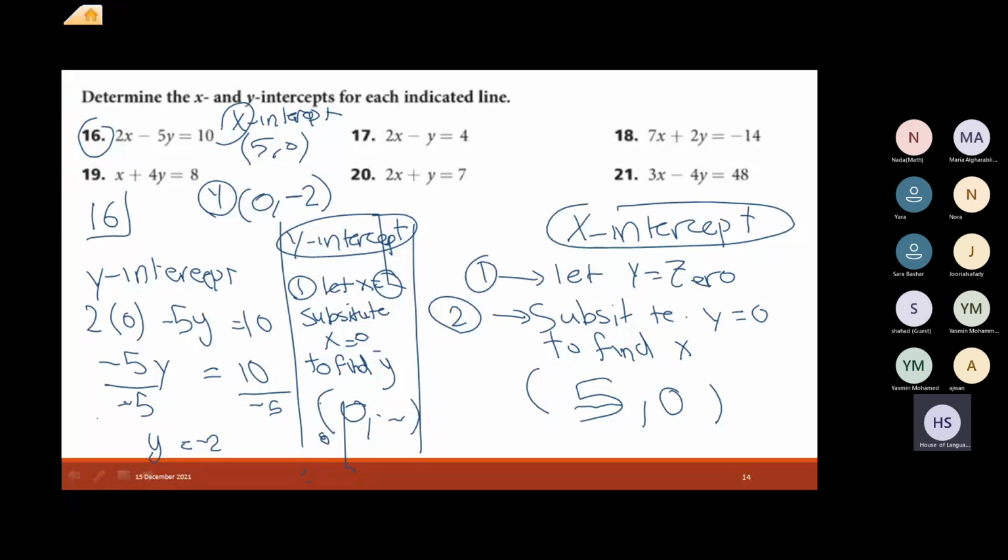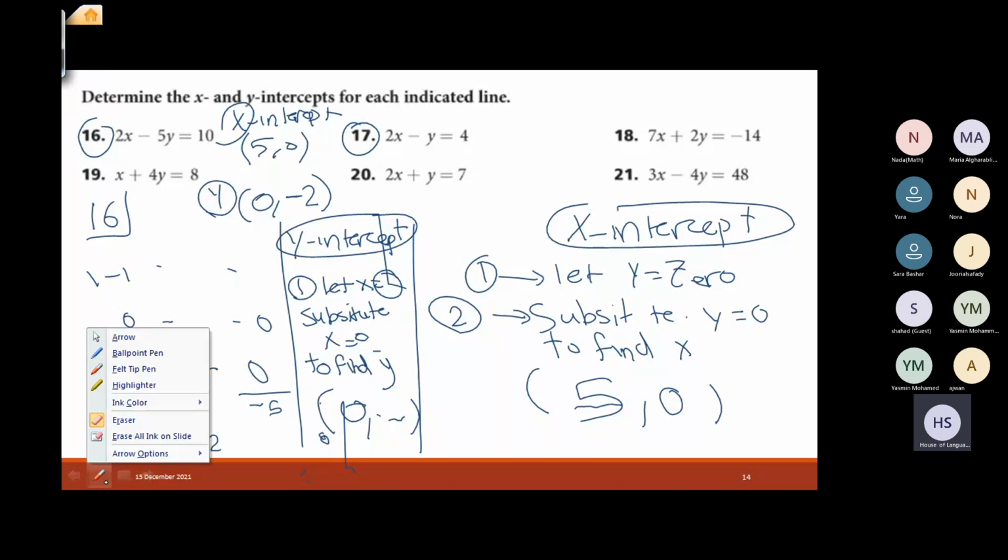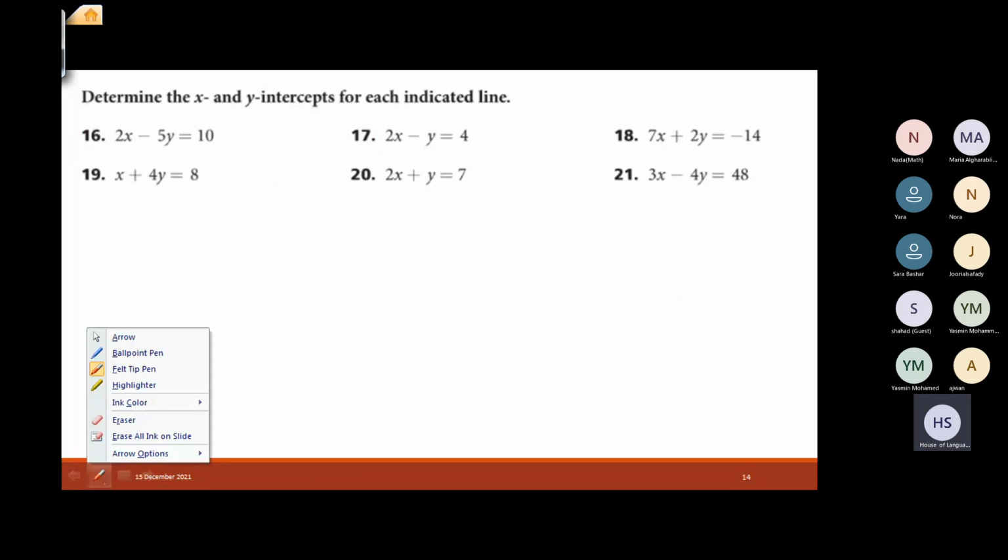Let's do number 17 now, in order to get the idea. Then I will give you numbers 19, 20, 21 as homework. Did you finish writing?